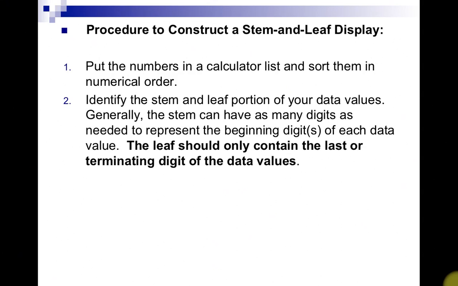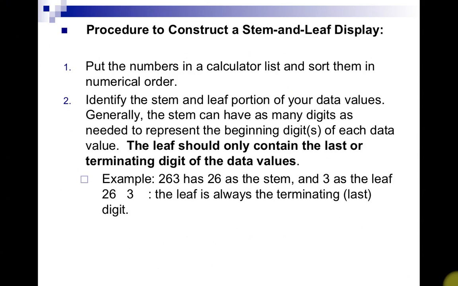Okay, so let's break this down. If, for example, we're looking at data value 263, we're going to leave 3 as our leaf because the leaf is always the terminating or last digit, that's 3, and 26 would be the remaining digits in front that make up the stem. So for data value 263, 26 is the stem, 3 is the leaf.